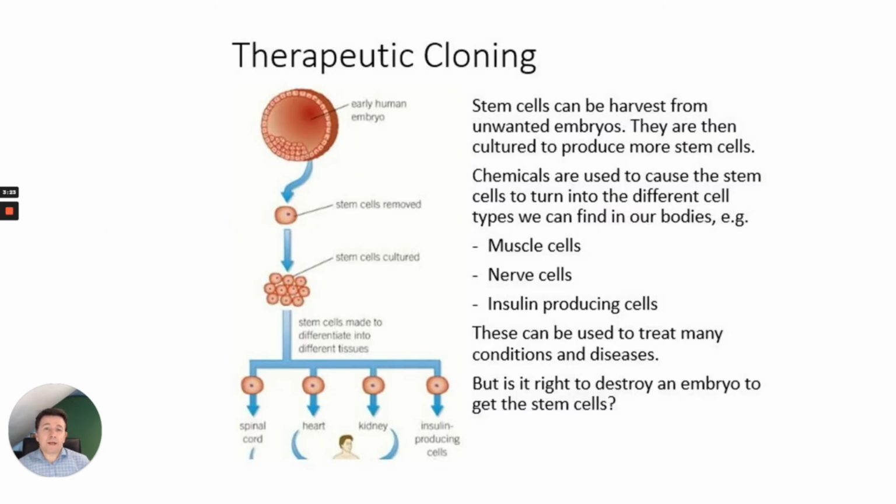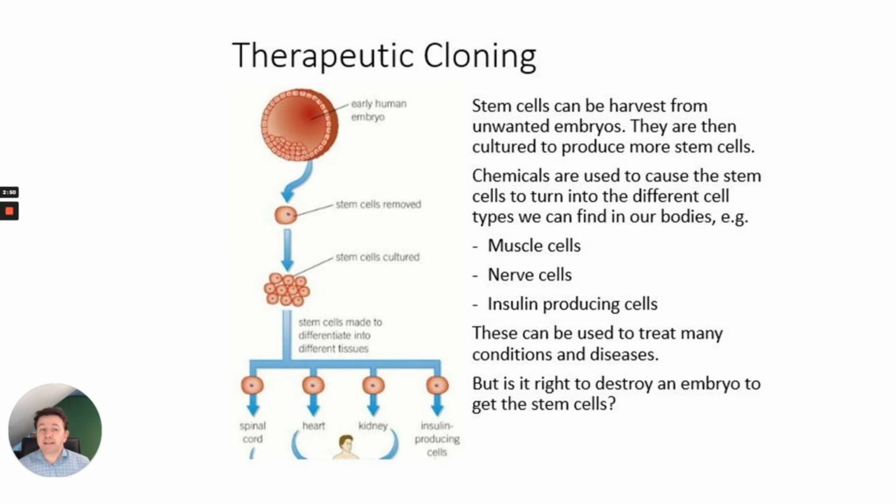Now, why are stem cells so useful for us in the future and at the moment? You could do something called therapeutic cloning. This diagram is showing therapeutic cloning with embryos. Embryos can be harvested from unwanted embryos. For example, after fertility treatments, some people might have spare embryos that they don't want anymore and they're going to be thrown away. So they can then culture these to produce more stem cells.